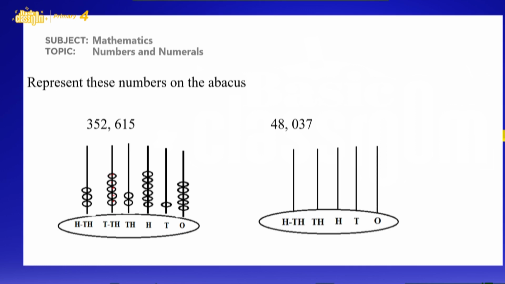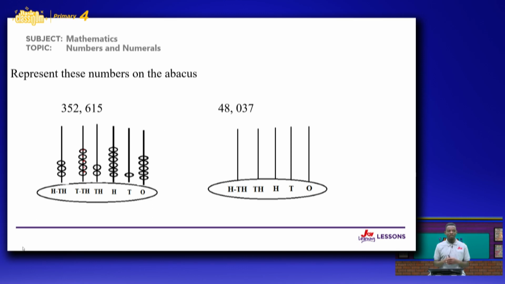Let us take our next number. So we have 48,037. In our next lesson, when we begin using the place value chart, we will also learn how to read numbers using the place value chart. But today we are representing numbers using the abacus. Now, we have 48,037.